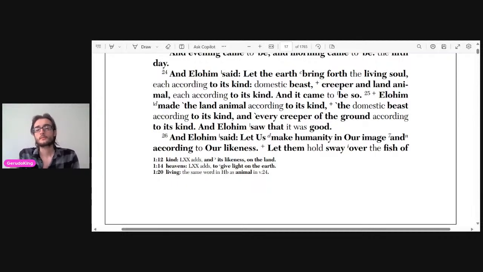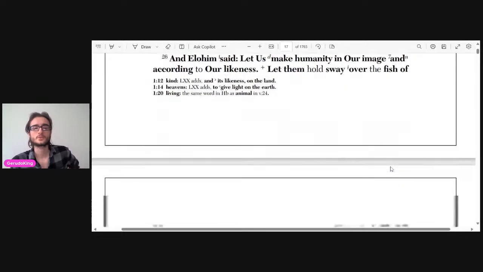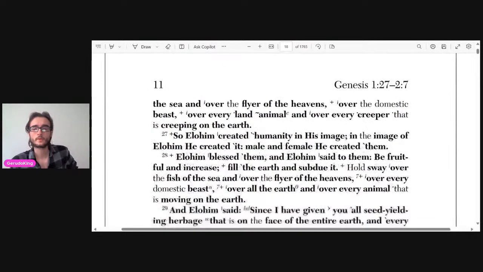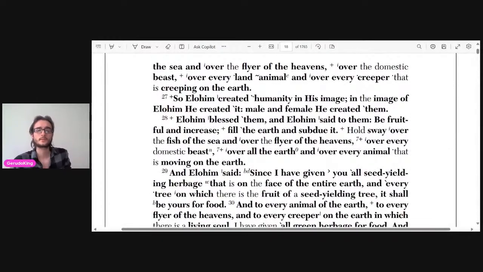And Elohim said, Let us make humanity in our image, and according to our likeness. Let them sway over the fish of the sea, and over the flyer of the heavens, over the domestic beast, over every land animal, and over every creeper that is creeping on the earth. So Elohim created humanity in his image. In the image of Elohim, he created it. Male and female, he created them.